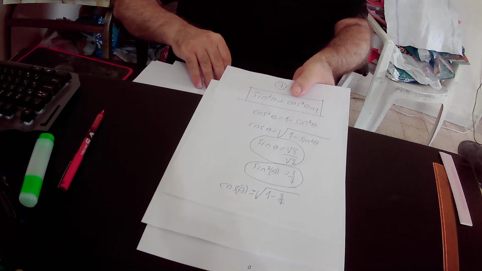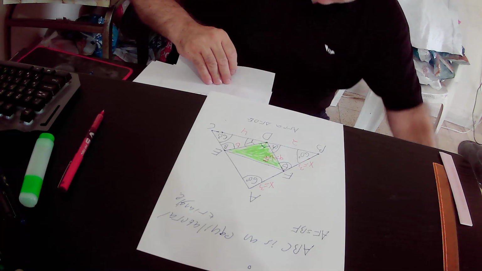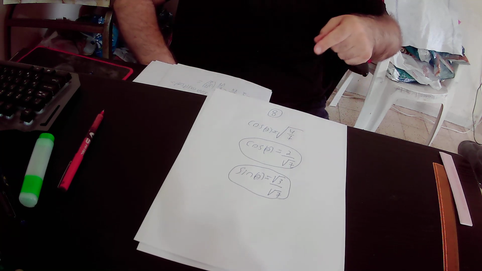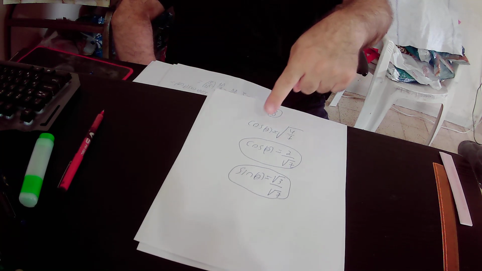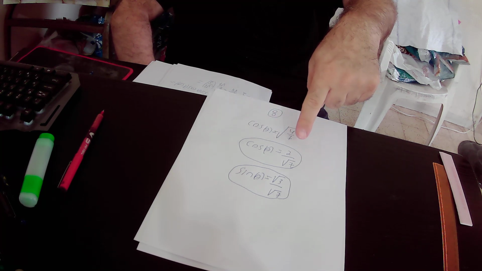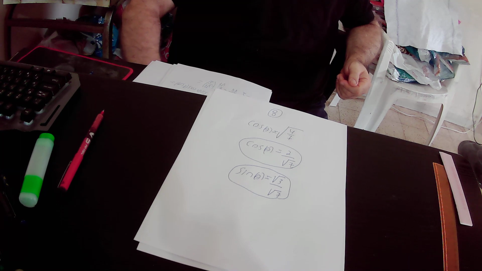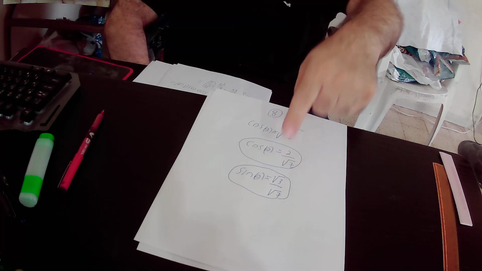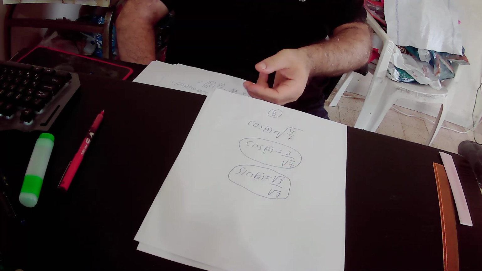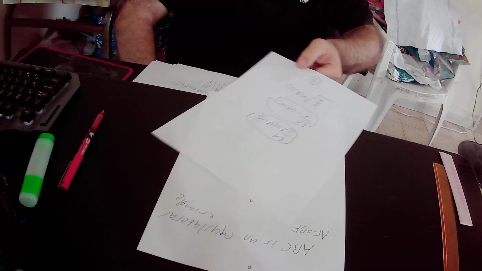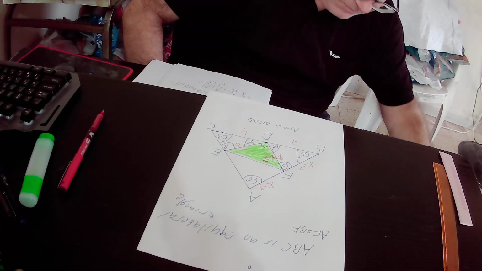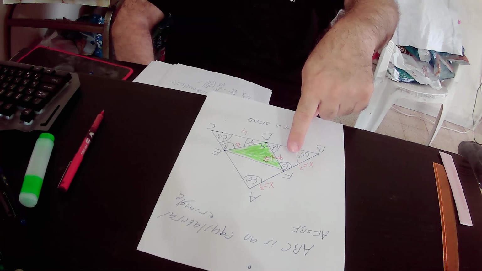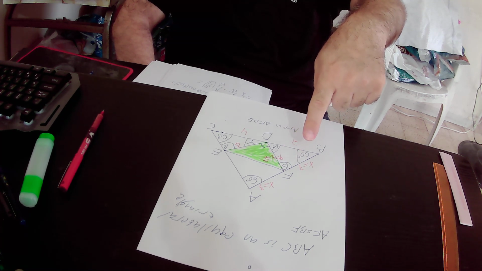Okay, so we got that cosinus theta equals the root of 4 over 7, and the root of 4 is 2, so we got that cosinus theta equals 2 over root of 7. And we already found out that the value of sinus theta is the root of 3 over root of 7. Okay, and then we know that in any triangle, the sum of the angles equals 180 degrees.